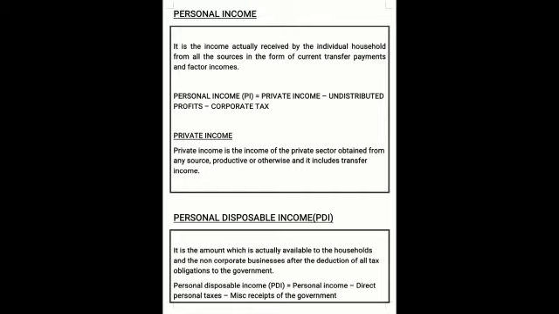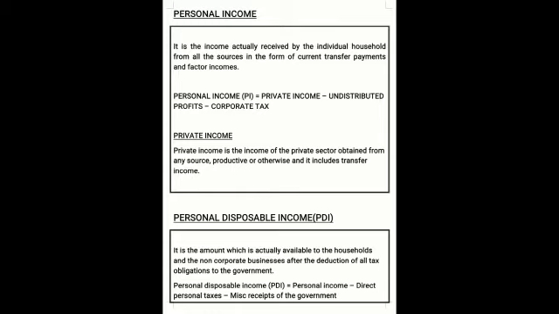So what is private income? Private income is the income of the private sector obtained from any source, productive or otherwise, and it includes transfer income also. Transfer income you already learned in the last session. It includes gifts, scholarships, and during natural calamity time, the funds we get from foreign countries are also included in transfer payments.